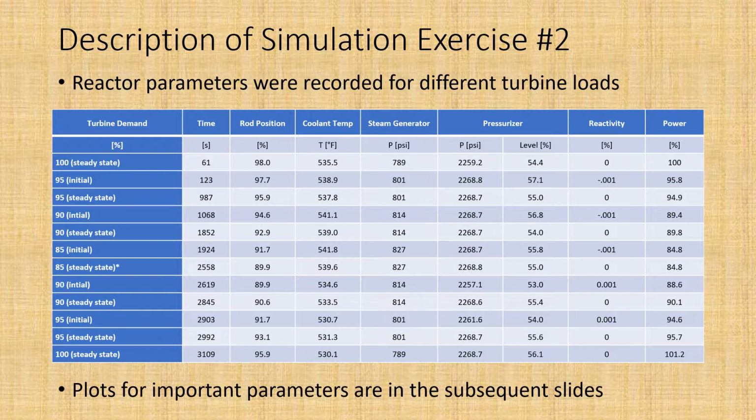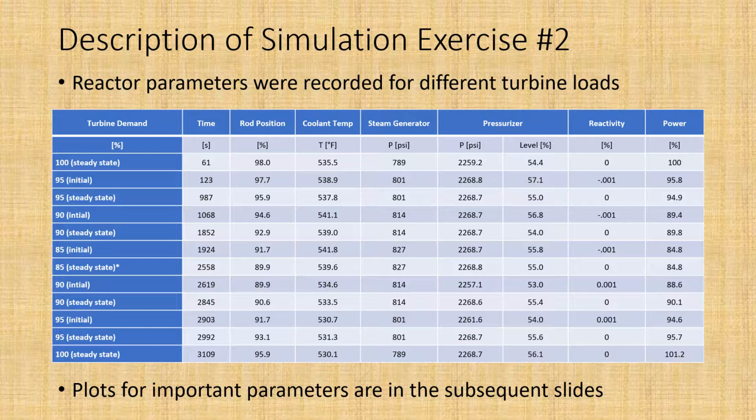For exercise 2, we manipulated the turbine demand in order to affect the thermal power of the reactor. We first set the initial conditions to 100% power at the middle of the cycle, and then we let the system equalize. The turbine demand was set to the desired values and the reactor parameters were recorded for each designated value. The table shown here shows the recorded values. The turbine demand was lowered from 100 to 85 incrementally, allowing the system to come to steady state at each step. The turbine demand was brought back to 100 in the same manner.